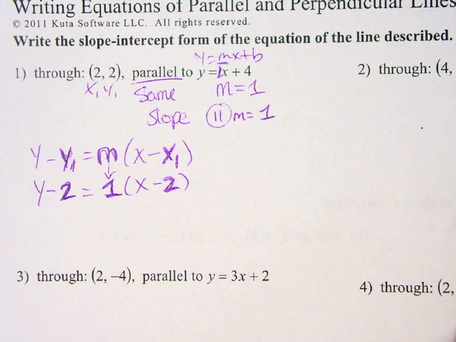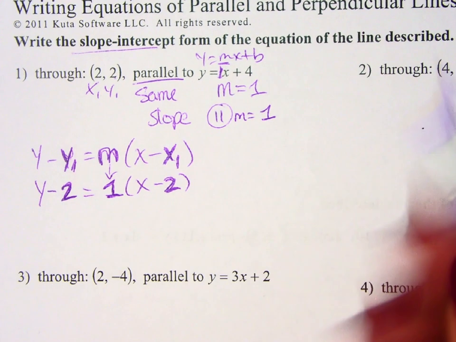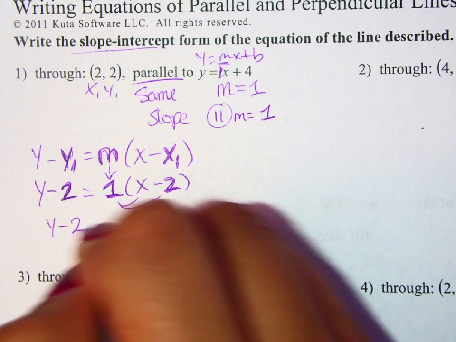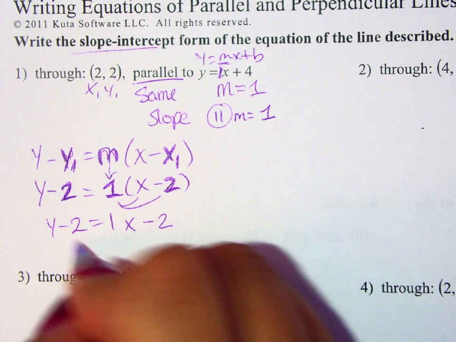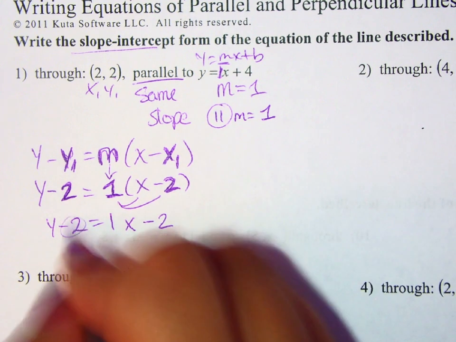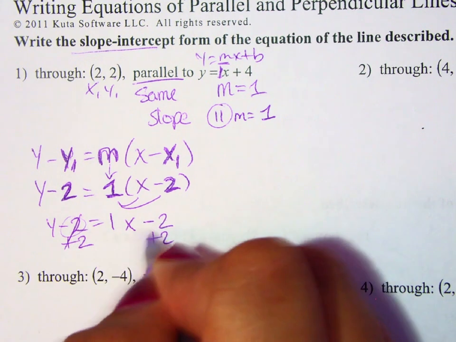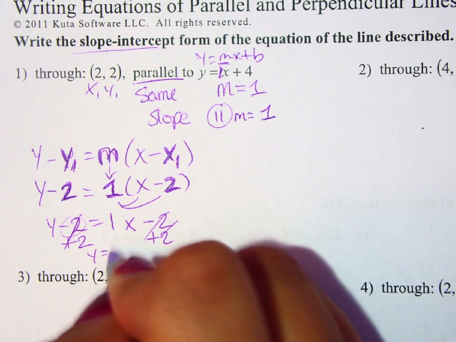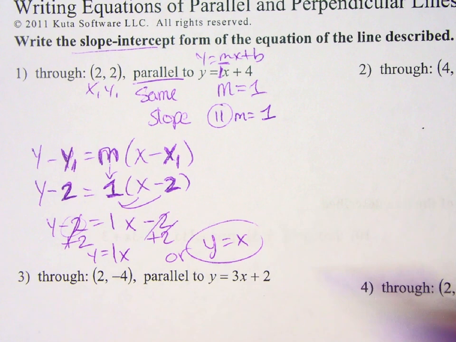Now we simplify because our goal is to make it look in slope intercept form, which is y equals mx plus b. So we're going to distribute and have y minus 2 equals 1x minus 2. And then we're going to get rid of this minus 2 right here by adding 2. Therefore, it cancels here, but it's also going to cancel right here, and you're going to end up with y equals 1x, or we're just going to have y equals x.